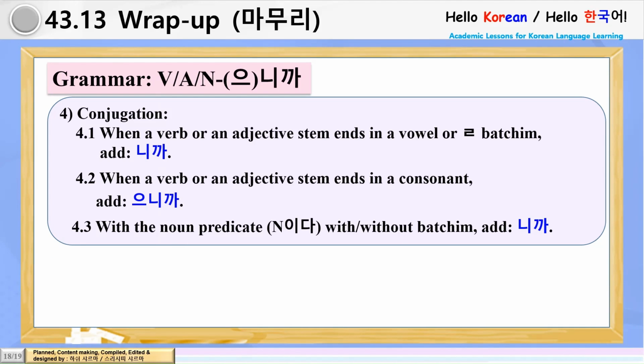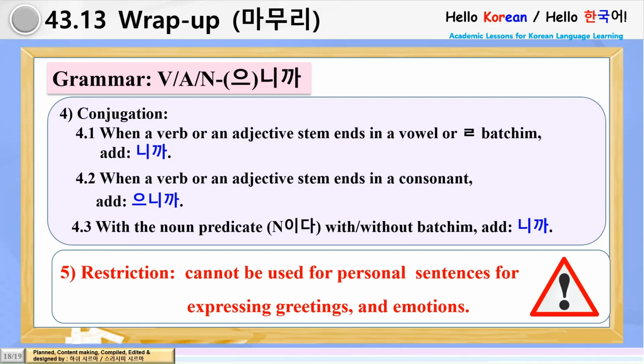Next point, number four for the conjugation. See 4.1. When a verb or an adjective stem ends in a vowel or l patchim, add nika. 4.2, unika. And in 4.3, with the noun predicate form you have to add just nika. There is a patchim, there is no patchim, doesn't matter with the noun predicate form. Now, the last point is very important, Yorobun, again. It cannot be used for personal sentences for expressing greetings or emotions.